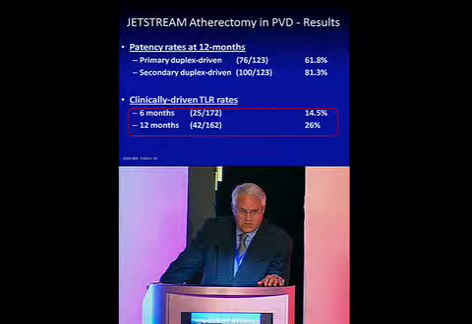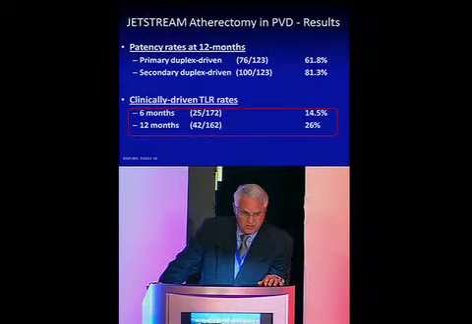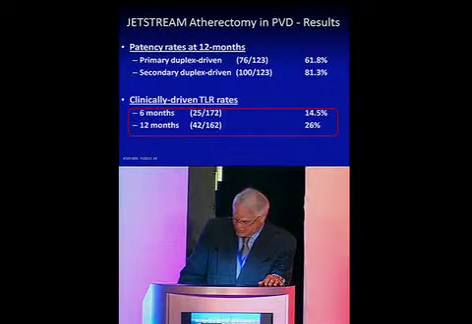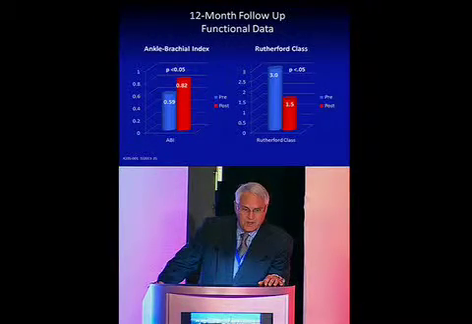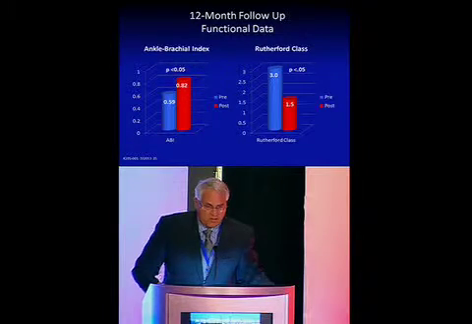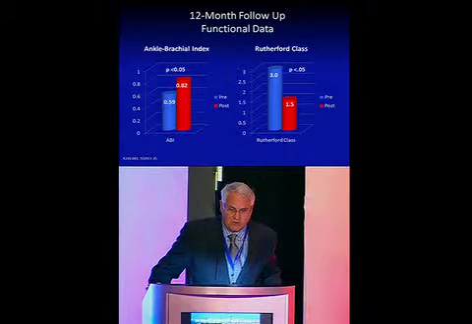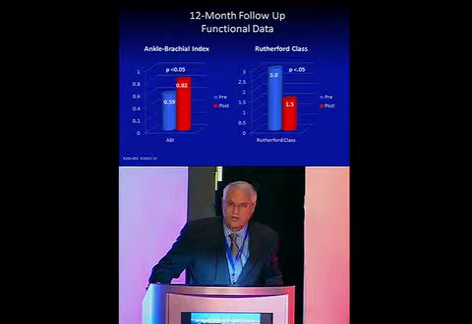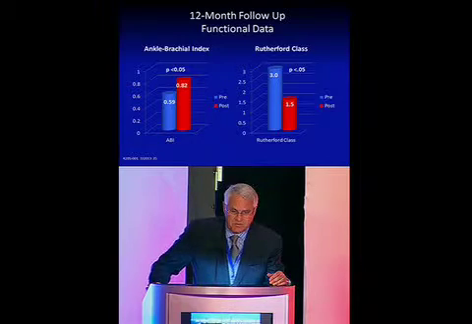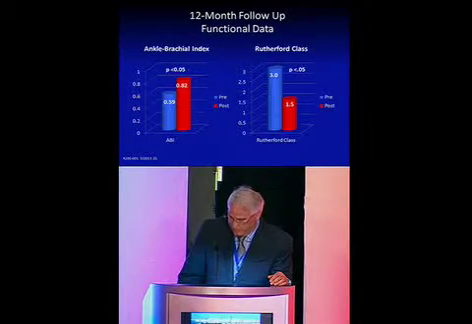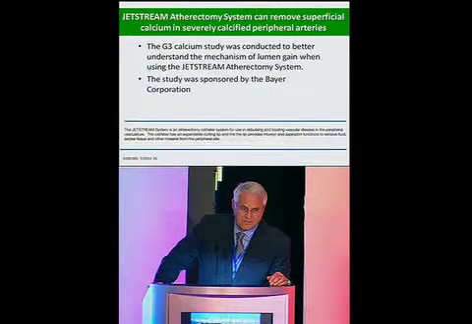Primary patency at 12 months, duplex driven was 62% roughly. Secondary duplex driven was 81%. Clinically driven TLR rates at 6 and 12 months were 14% and 26% respectively. In terms of functional data, significant improvement was observed in terms of their ankle brachial index at 12-month follow-up, 0.59 pre, 0.82 post, with a corresponding change in Rutherford class from 3 pre-treatment to 1.5, both achieving statistical significance.